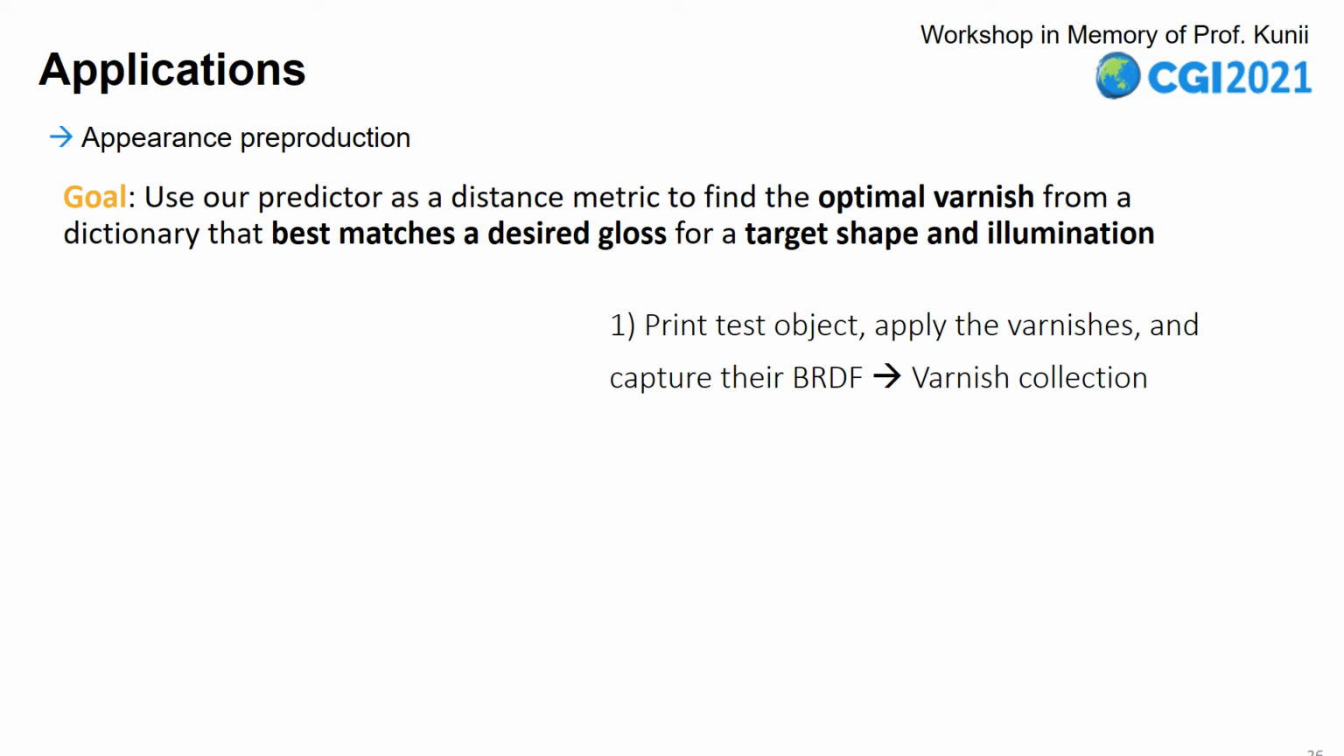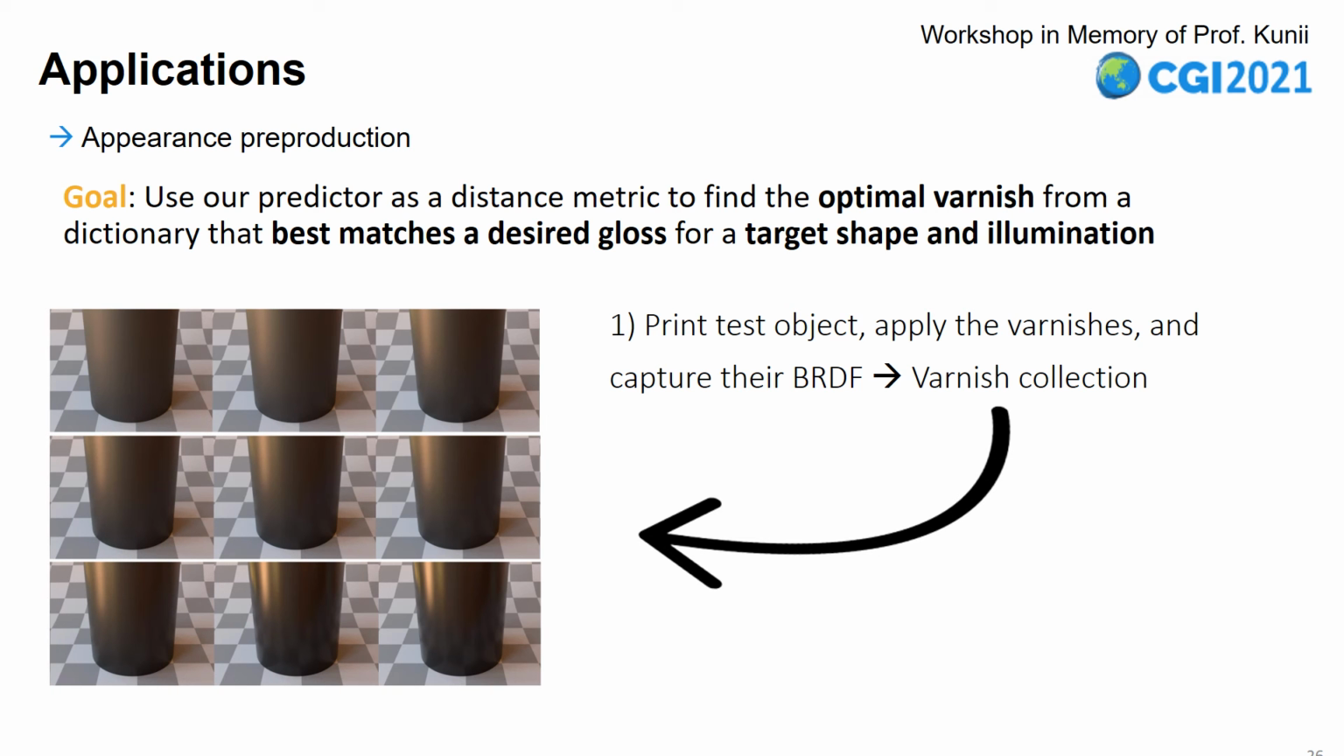Let me discuss now some applications of our predictor. Our first application is located in 3D printing. Our goal is to find the optimal varnish from a dictionary of varnishes that best matches perceived gloss for a target shape and illumination. In the first step, we print a test object, we apply different varnishes that change gloss, and this way we get a varnish collection.